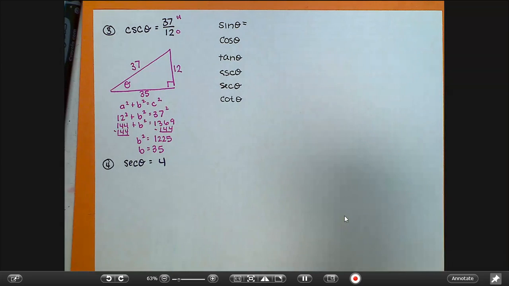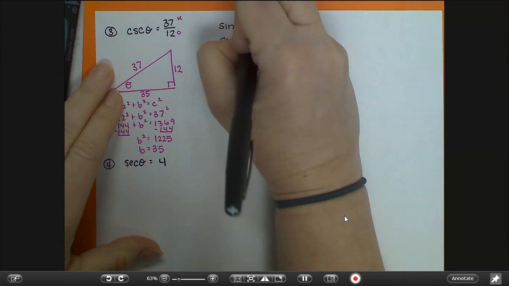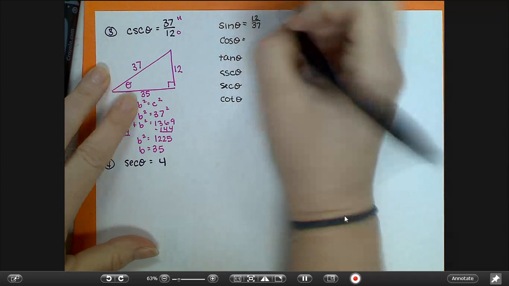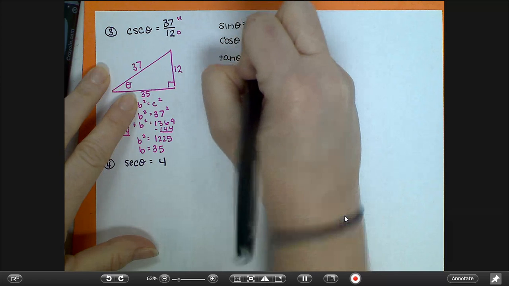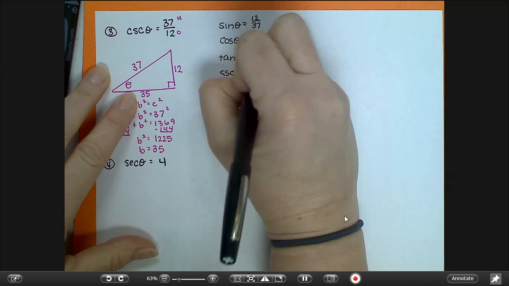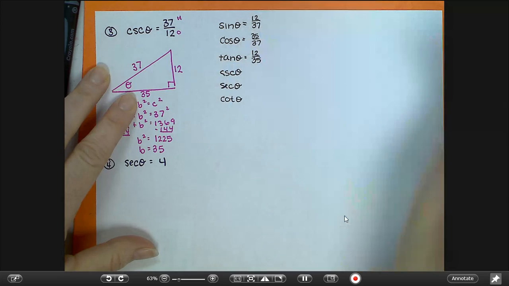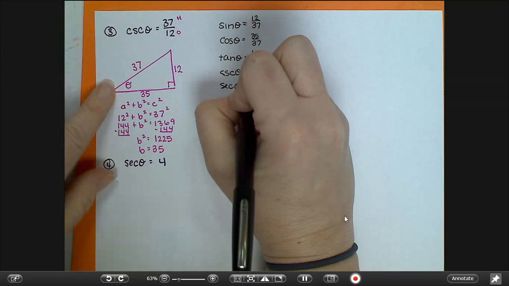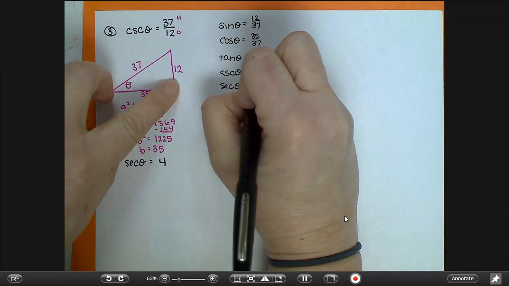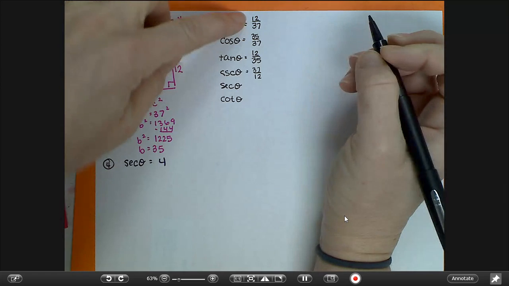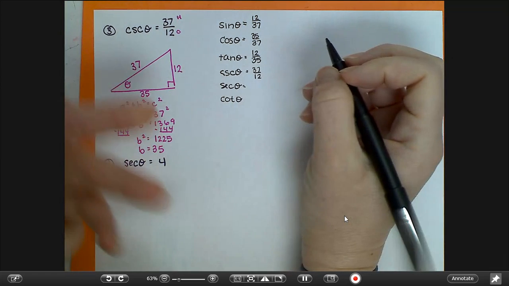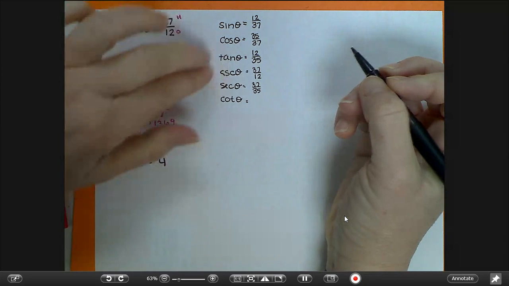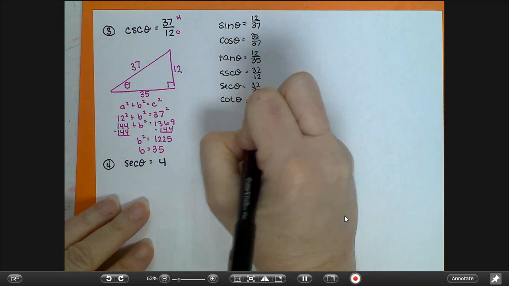All right, sine is opposite over hypotenuse, so 12 over 37. Cosine is adjacent over hypotenuse, 35 over 37. Tangent, opposite over adjacent. And obviously, if we could simplify those, we would. Cosecant is the reciprocal of sine. So you can either look at the picture and do hypotenuse over opposite, or you can look up here and flip it over. Secant is the reciprocal of cosine, so 37 over 35. And cotangent is the reciprocal of tangent, 35 over 12.